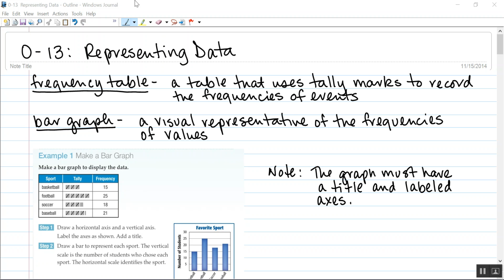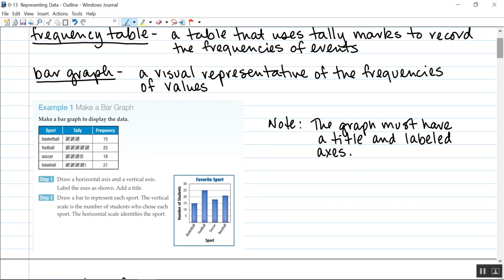So here's an example from your textbook I'd like to take a look at. It says make a bar graph to display the data, and we have 4 different sports, and I would presume that this is the number of people that play each sport or maybe the number of games in the season. Oh, actually here it is, it's favorite sport, it's labeled over here. So this is the table, the frequency table, and here is the bar graph that represents that.